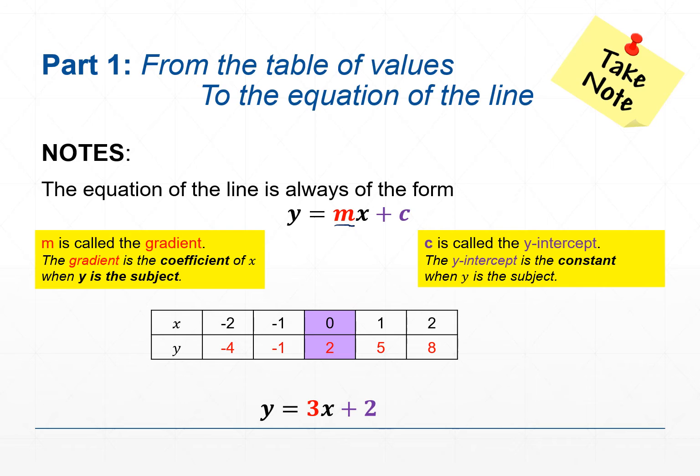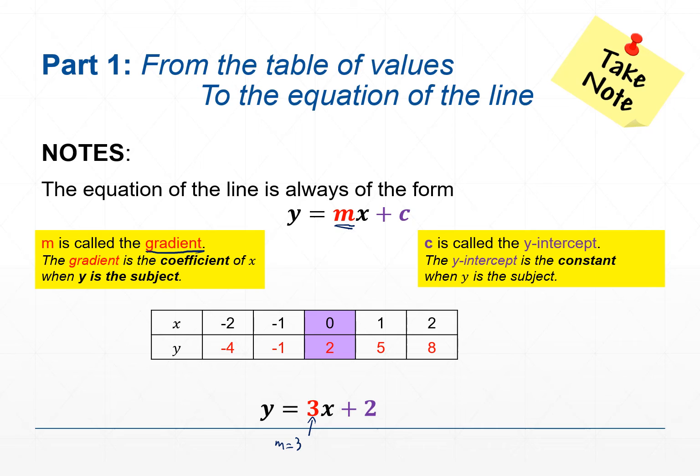This m here, which in our example would be 3, so in this example we have m equals 3, this value m is called the gradient. So you need to be familiar with this math term, it's a new term. It's the coefficient of x in your equation when y is the subject. So in the example of y equals 3x plus 2, how many x's do we have? We have 3. The coefficient of x is 3. Therefore, the gradient of this line is 3.